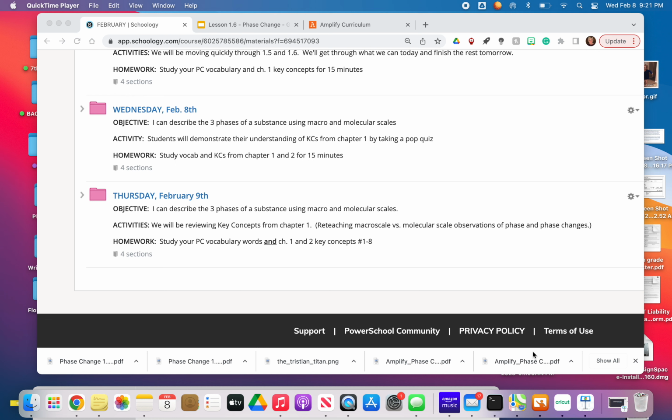Anyway, today is a day we're going to just spend some time reviewing key concepts from chapter one. And I'm going to take some time to reteach macro scale versus molecular scale. Some of you guys have this, and it's good for you to do a little bit of review.